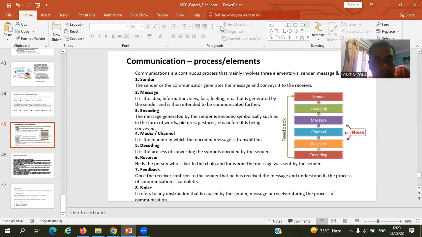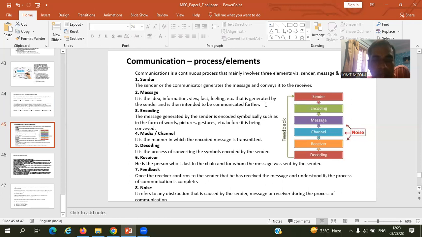Then another element is message. What is that task you want to communicate? It is the idea, information, view, a fact, feelings, etc. that is generated by the sender and then intended to be communicated further.